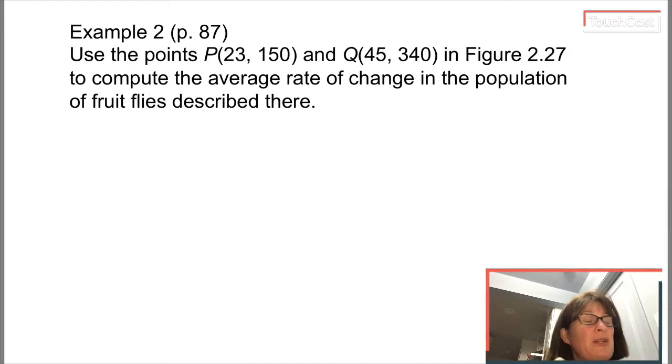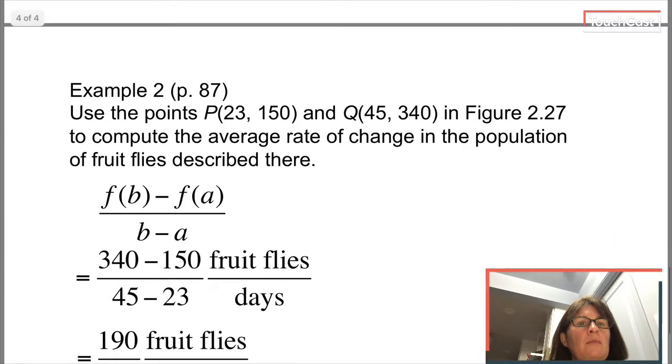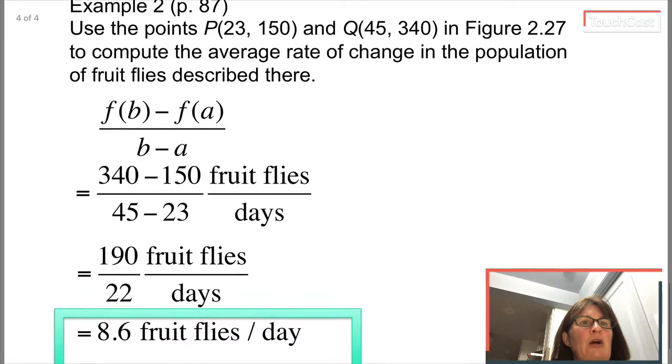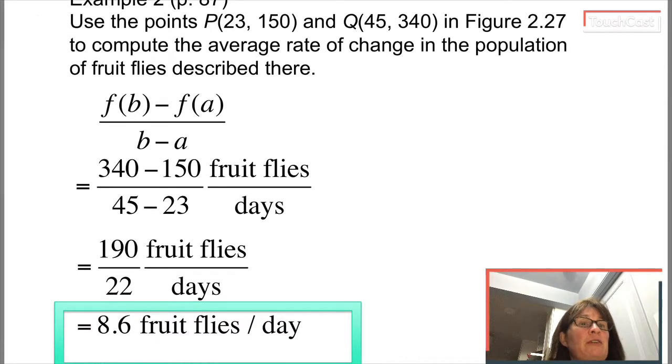We just want to make sure that we do that same computation, change in y over change in x, but make sure we keep the units with it. So I'm going to do the change in the output. So it's 340 minus 150. Notice the units on those numbers are fruit flies. And in the denominator, 45 minus 23 days. So 190 over 22 fruit flies per day. So I can just simplify that expression, 8.6 fruit flies per day. So 8.6 is the value, the fruit flies per day is the units.